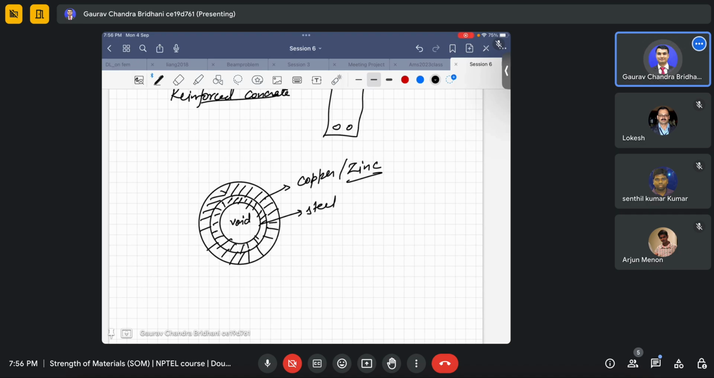So obviously there will be a difference in the thermal expansion of both the materials. But still, what we say is that the strain in both will be the same. There will be compatibility of the strain between the interface of both. They won't be like the copper or zinc will extend more and steel will extend less. No, they will have the same strain.